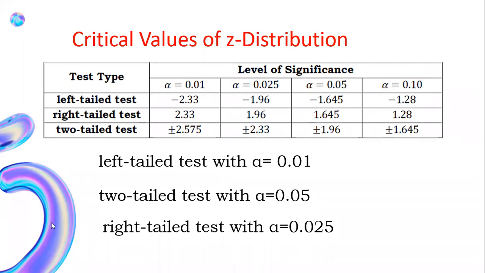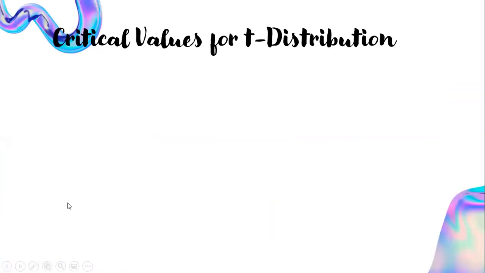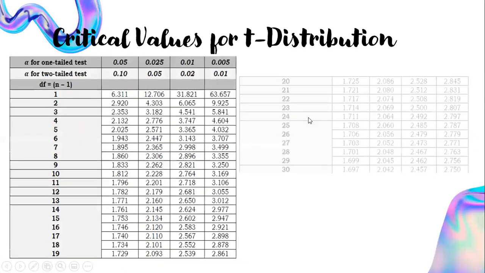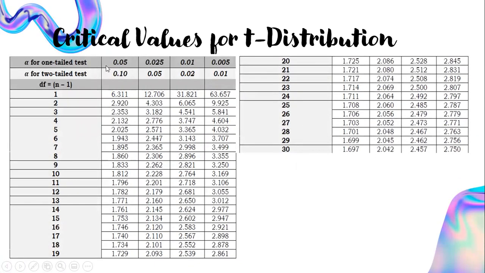Okay, so let's continue. How about when it comes to the T distribution? Here's the table for the T distribution. You have there a one-tailed test and a two-tailed test. Remember that if your test is a two-tailed test, then you need to use alpha divided by 2. And then you have to consider your degrees of freedom, wherein the formula is n minus 1.